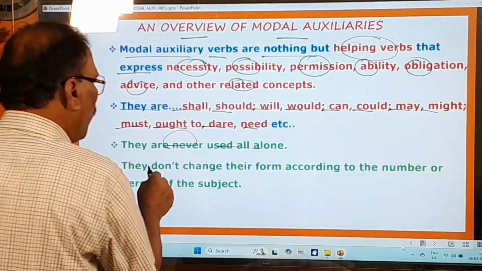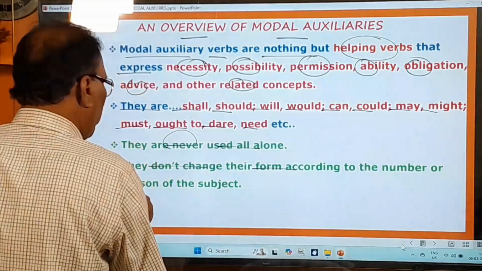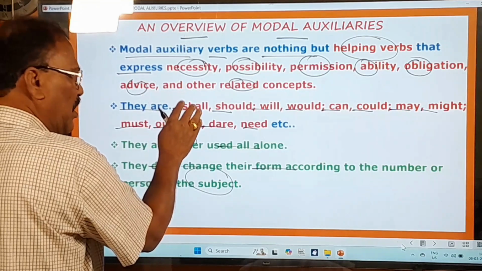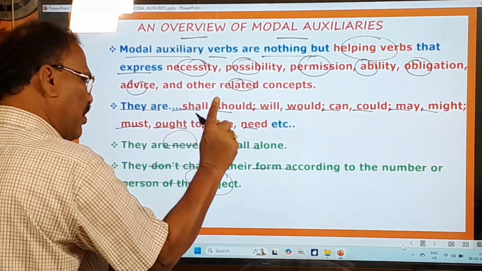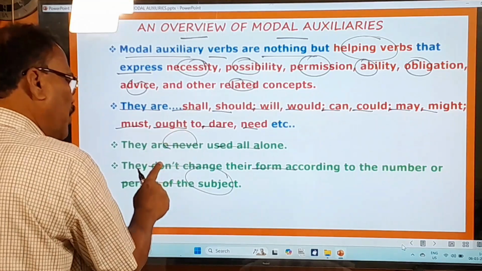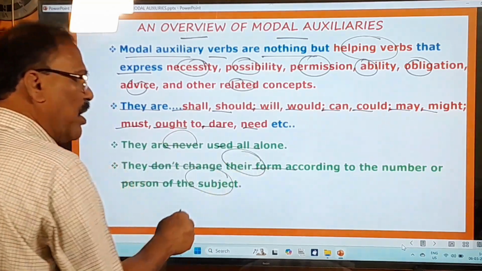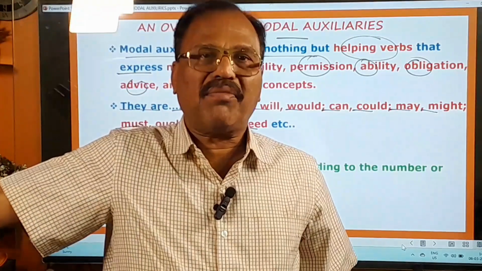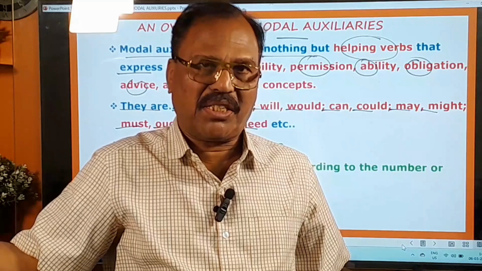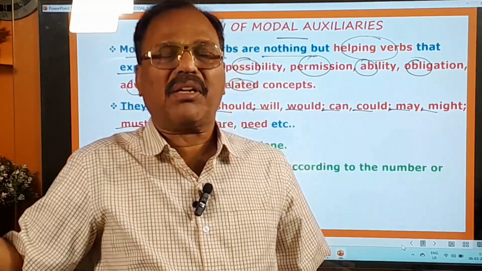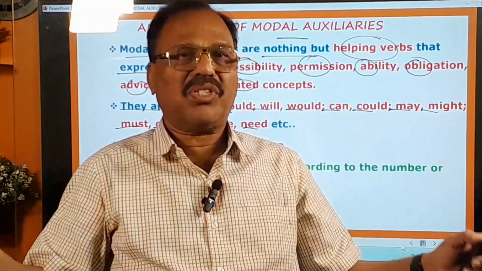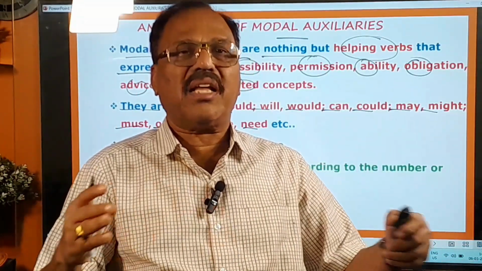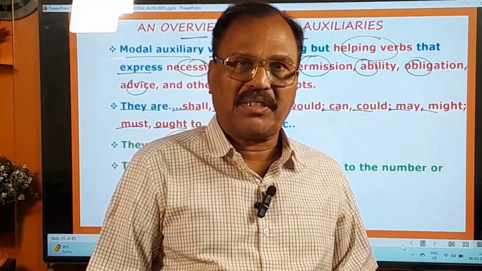Here you pay attention. They don't change their form according to the number or person of the subject. This is yet another feature of these modal auxiliaries. First feature is they are never used all alone. And the second feature is they don't change their form according to the number of the subject or the person of the subject. Whatever the person or number of the subject, whether singular or plural, the modal auxiliary does not change. All the modal auxiliaries don't change their forms at all. This is a very important aspect you are learning here.